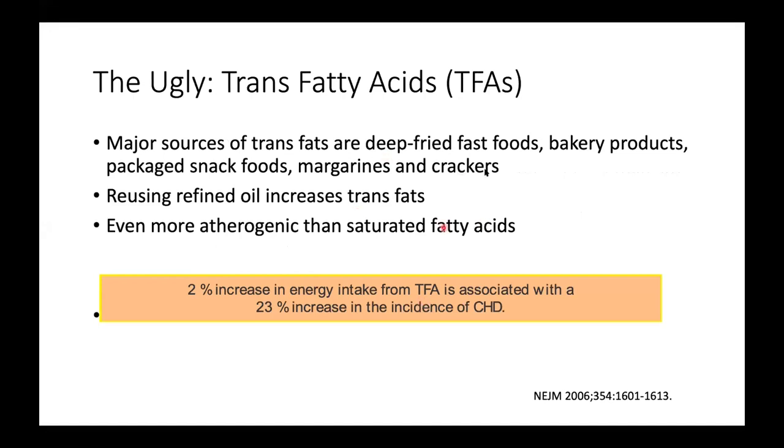The important aspect about fat is the ugly part, the trans fatty acids. The majority of the source of trans fatty acids is deep-fried food, fast food, bakery products, packaged snacks, margarine and crackers, which are very, very tasty food products. Reusing refined oil increases the trans fats, and the reuse of refined oil should be discouraged. We see that it is the most atherogenic among all the fatty acids.